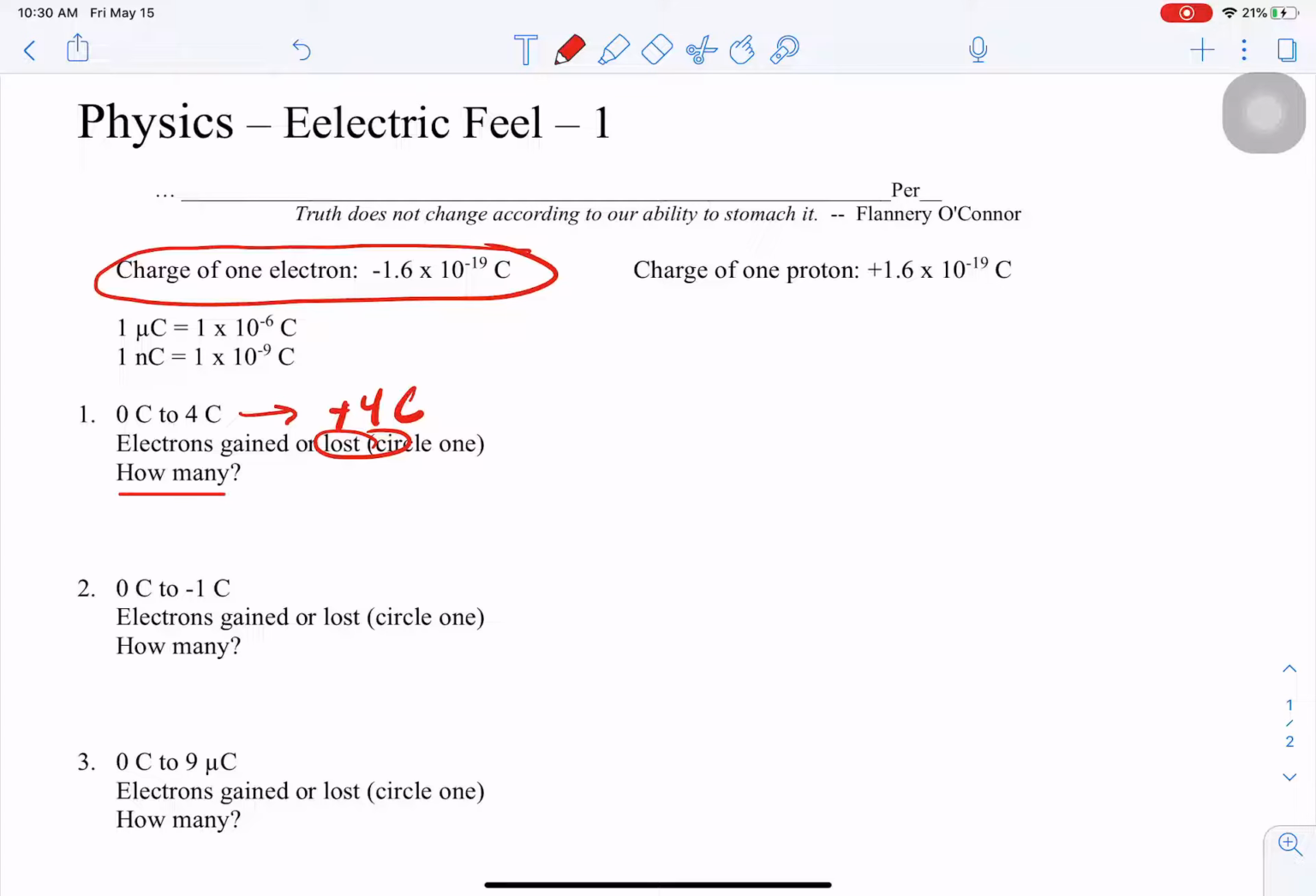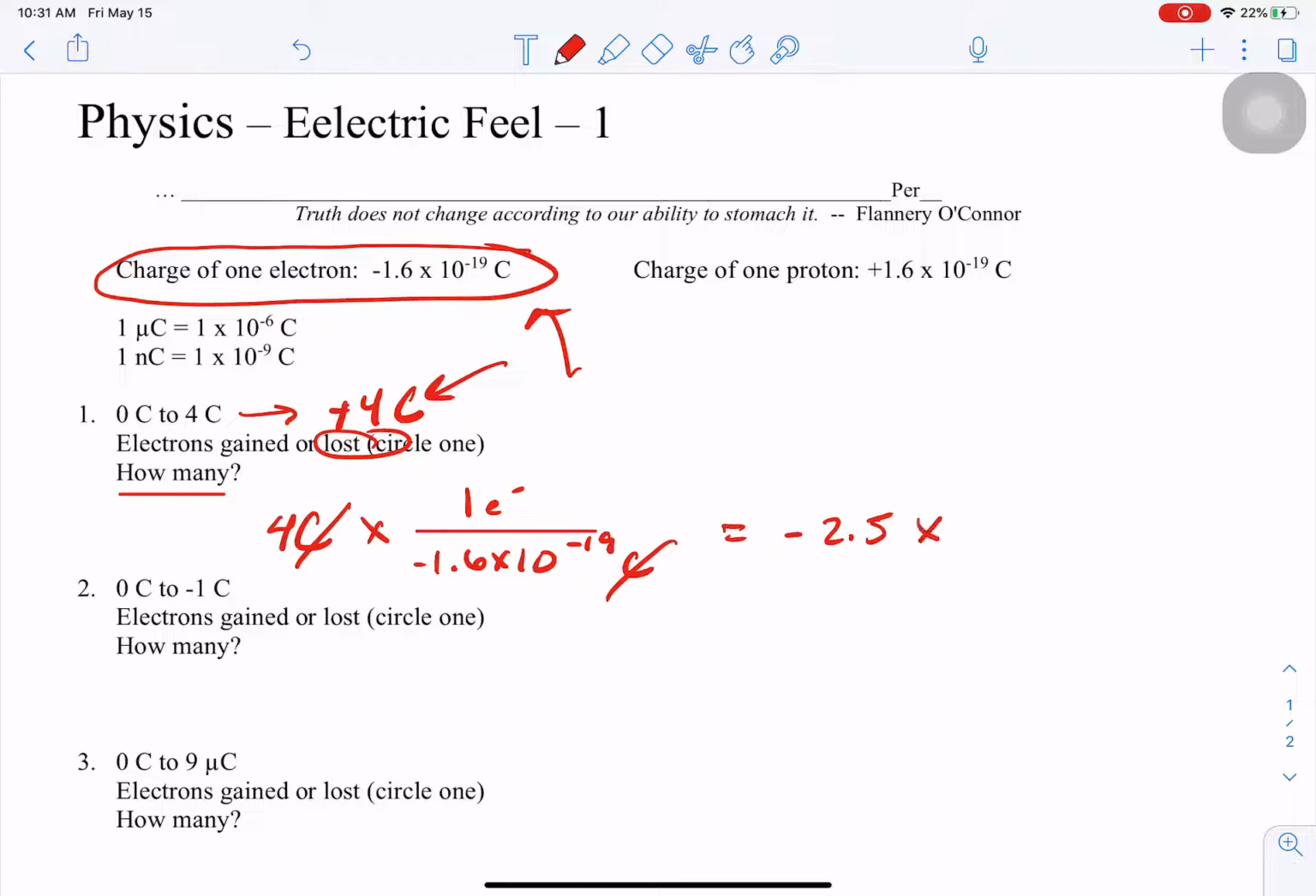By how many? Let's start here. It gained a 4 coulomb charge. That's our given. All we have to do is utilize the charge of 1 electron. Just set up a unit conversion, times: we know that 1 electron has a charge of negative 1.6 times 10 to the negative 19th coulombs. Coulombs cross off. 4 divided by negative 1.6 times 10 to the negative 19th, and you will get something like negative 2.5 times 10 to the 19th.